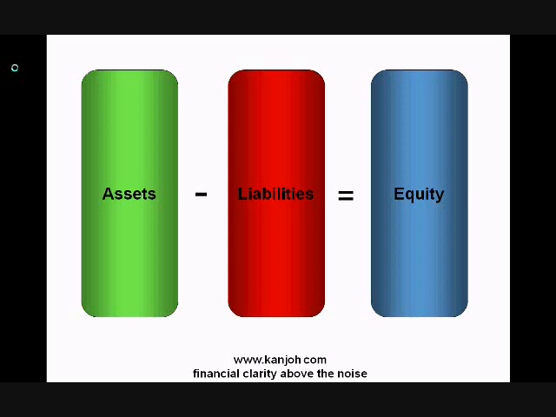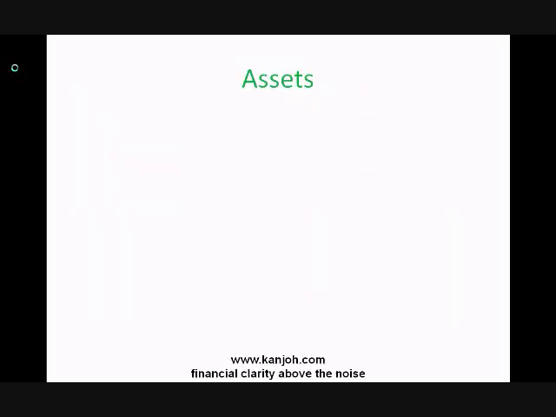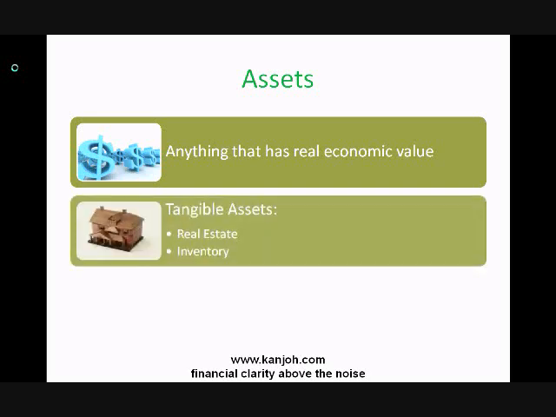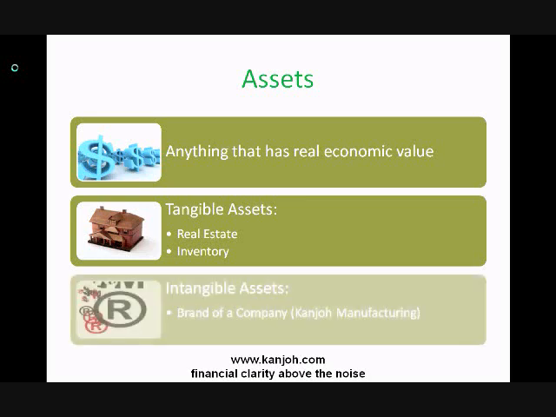Let's analyze each part of this equation in some depth. First, we've got assets. An asset is anything that has real economic value. There are two major types of assets. There are tangible assets, which are things that you can touch and feel, things like real estate and inventory. There are also intangible assets, such as the brand of a company.